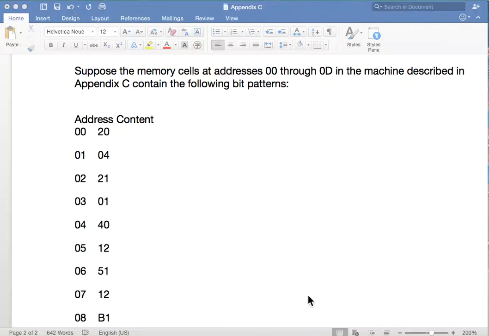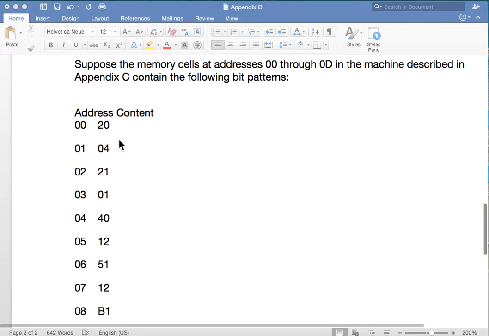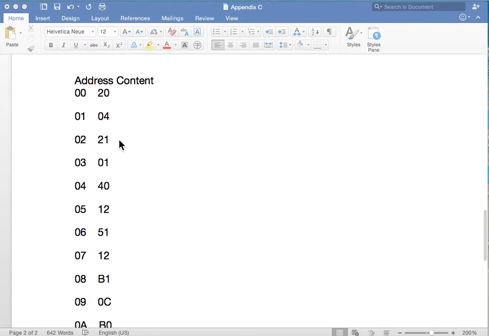Okay, this video is recorded to help my students understand one of the homework problems from homework 2. The problem says, suppose the memory cells at address 00 through 0D in the machine described in Appendix C contain the following bit patterns. He listed this bit pattern on the blackboard.